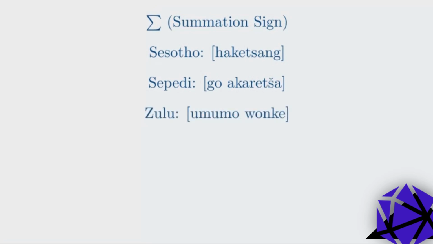For example, if we have the numbers 1, 2, 3, and 4, the summation symbol tells us to add them all together. 1 plus 2 plus 3 plus 4 equals 10. The summation symbol is just a compact way to write that.